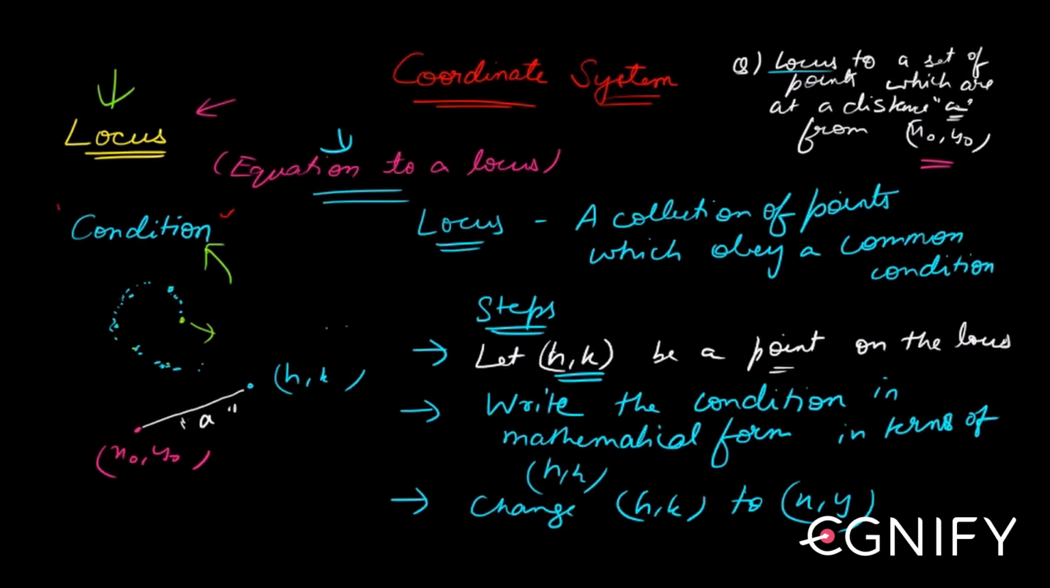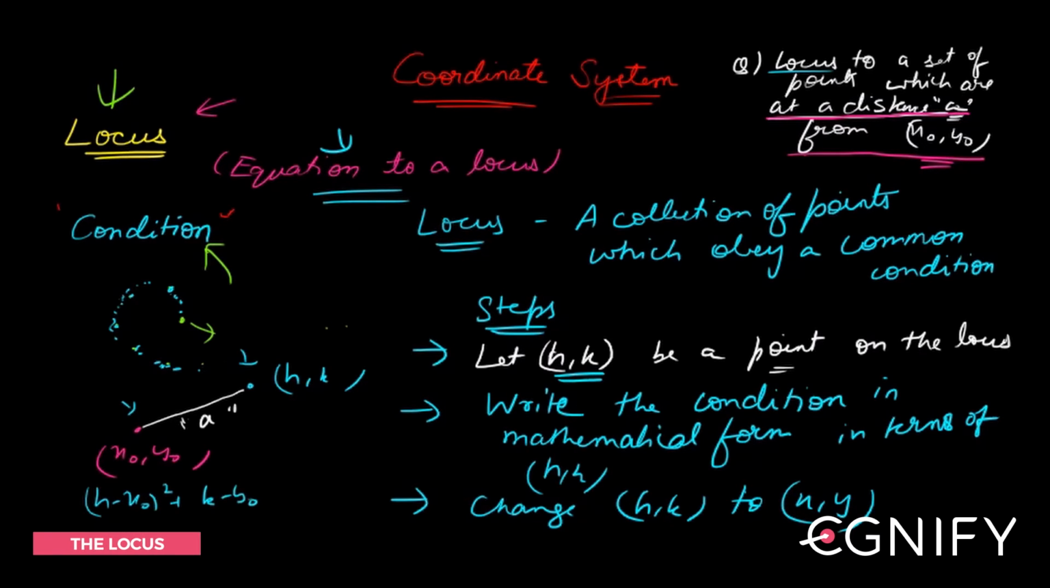Now what is my condition? The condition here is at a distance a from x0 y0. So from the statement you should be able to figure out what the condition is. This is your given condition. You have to write this mathematically. How can I write this mathematically? The distance between 2 points, what is the formula? Square root of h minus x naught whole square plus k minus y naught whole square. This should be equal to a, right? This distance should be equal to a.